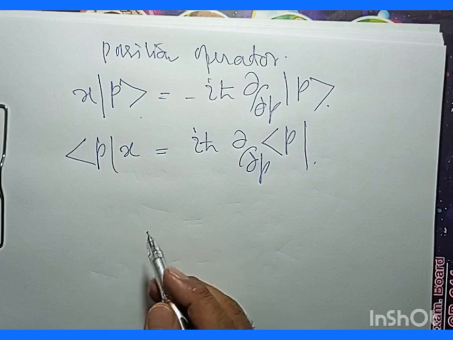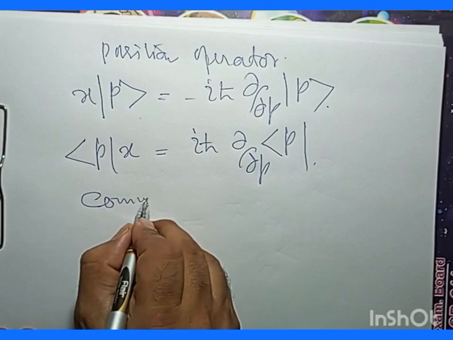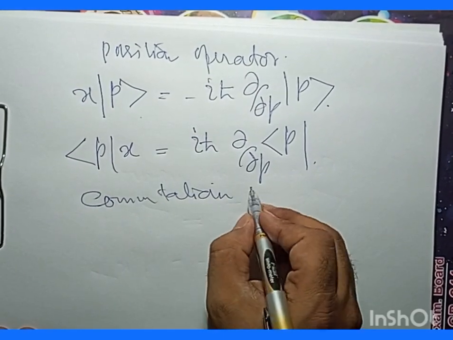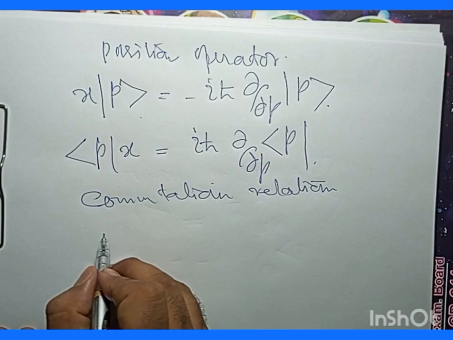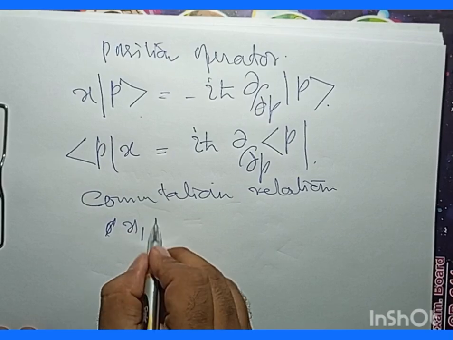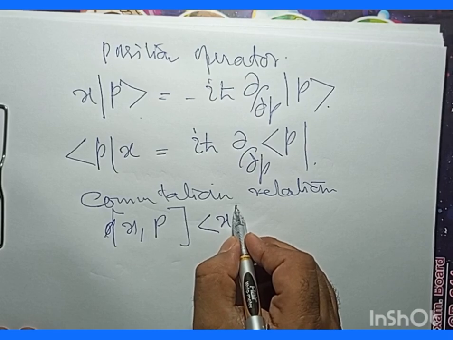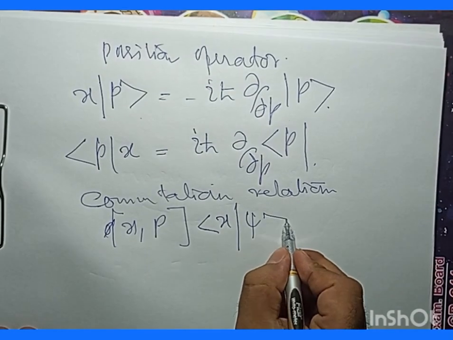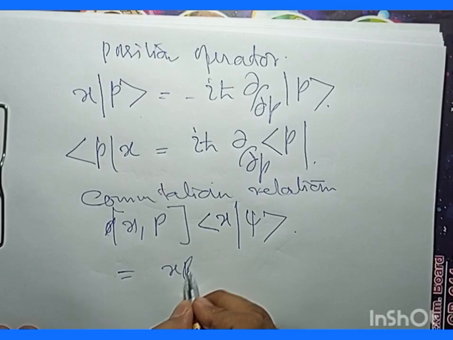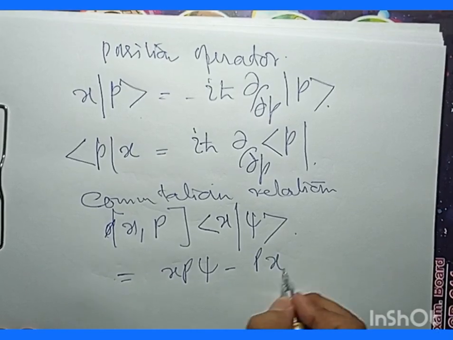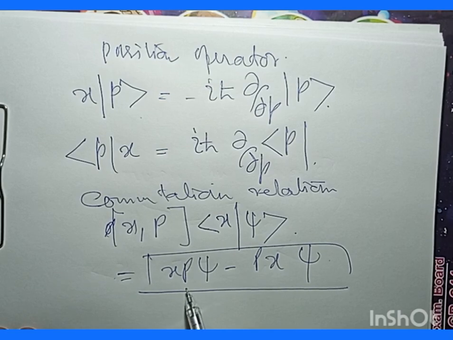Now, say for example, I have to write down the commutation relation. This is Heisenberg's commutation relation that we are talking about here. Say I choose the position x and momentum p as the commutator acting on the state vector psi. What we'll get out of this is xp of psi minus px of psi. So we can use the operator for momentum in this equation.